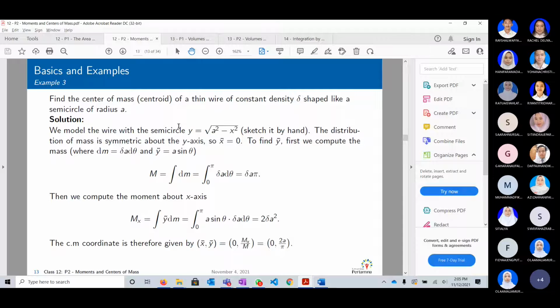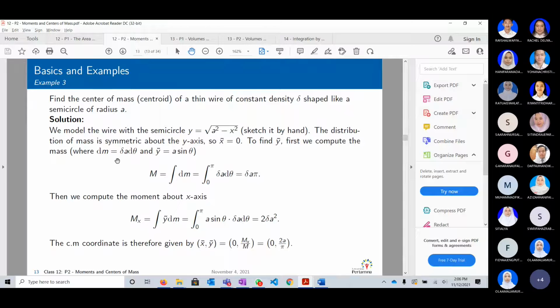We have learned how to compute the center of mass of a thin plate. We need to compute its mass, its moments about the y-axis and x-axis, and then finally we can compute the centroid or center of mass. Sometimes we call it centroid, sometimes we call it center of mass.